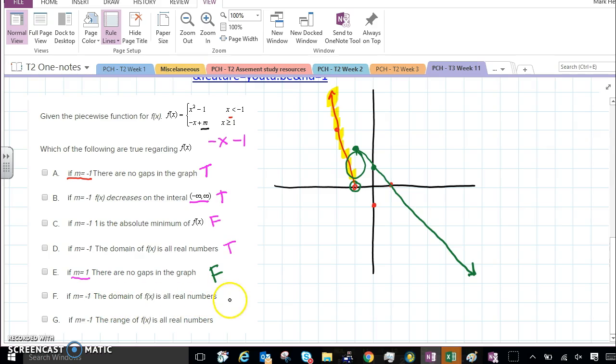Is the domain all real numbers? This is still true because we have an open circle here, but -1 is filled in there. The range is all real numbers. This is true because we go from infinity down to -infinity for y values. So that would be true.